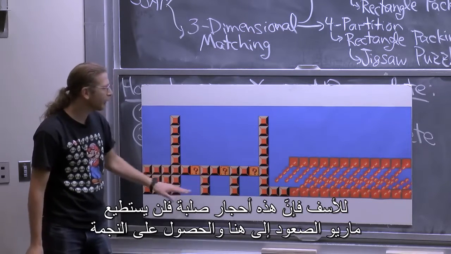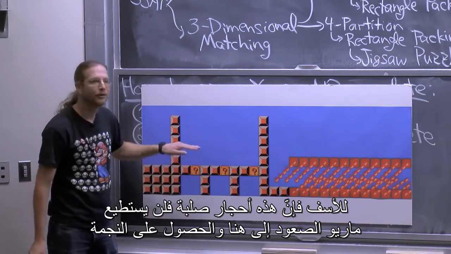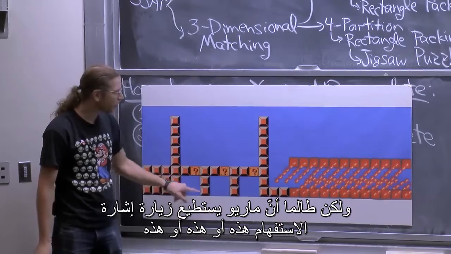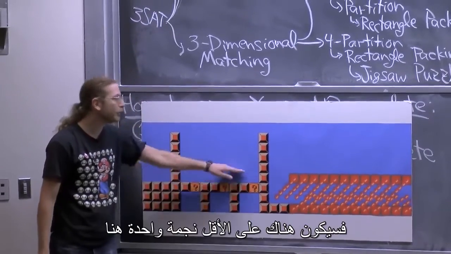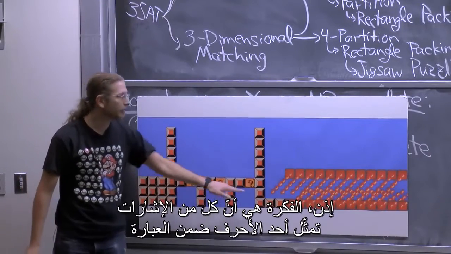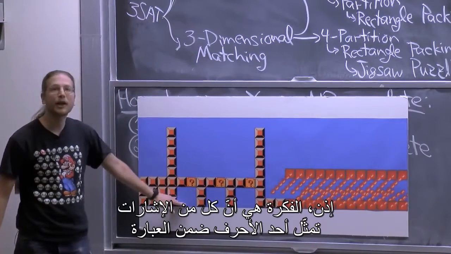Unfortunately, all of these are solid blocks, so Mario can't actually get up to here to get the star. Okay? But as long as Mario can visit this question mark, or this question mark, or this question mark, then there will be at least 1 star up here. So the idea is that each of these represents one of the literals that's in the clause.